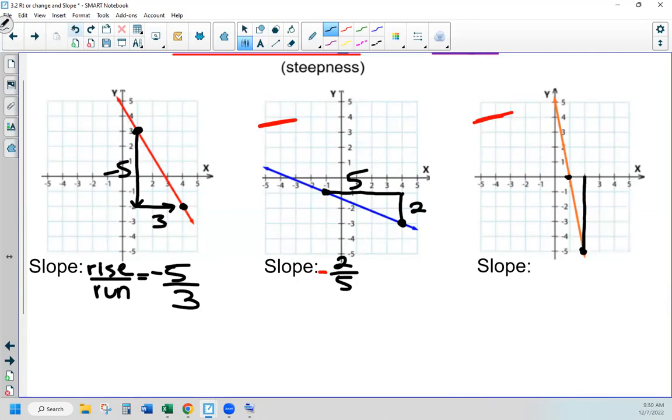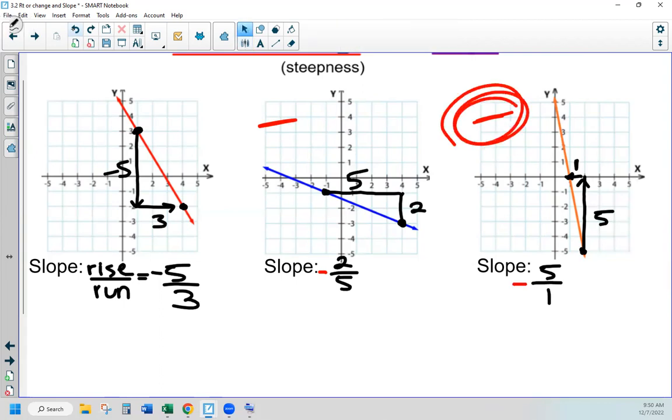So 1, 2, 3, 4, 5. And then to the left 1. So this is a rise over run. And let's not forget, don't forget to put your negative. And we know that this simplifies, because anything divided by 1 is just itself. So that right there is my slope.